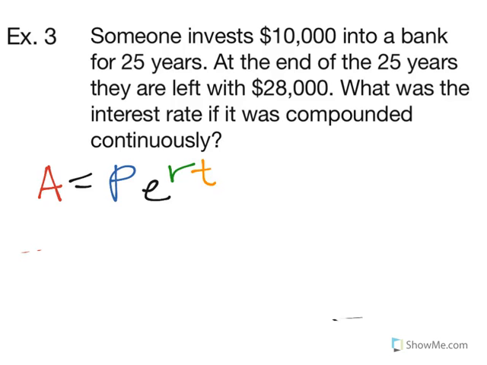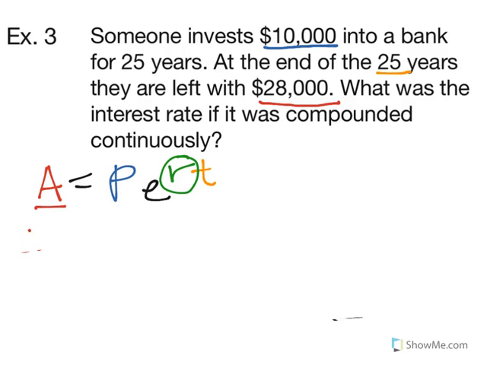So in this next problem, it's going to be very similar to the last one, except this time you're going to be looking for the interest rate. It says someone invests $10,000 into a bank for 25 years. At the end of the 25 years, they're left with $28,000. What was the interest rate if it was compounded continuously? So in this case, we know our A, which is 28,000. We know our principal, which is 10,000, and we know our time, which is 25 years. And we're going to be looking for the interest rate.